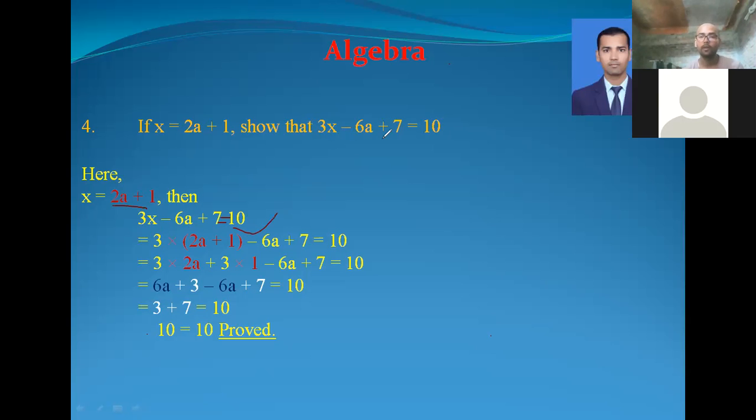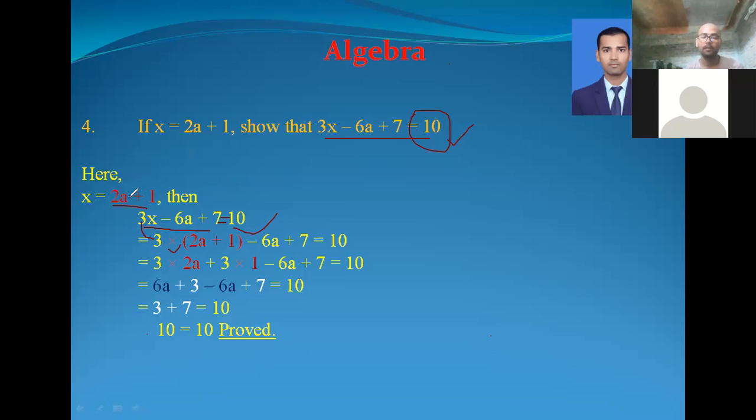You can see here, this is the expression where we need to find the value of 3x minus 6a plus 7 as 10. So here we have the expression 3x minus 6a plus 7, and we need to replace the value of x with 2a plus 1, so that between 3 and x there is no sign. You can see here between 3 and x there is no sign. That's why we put 3 here, and because of no sign we have written multiplication here.